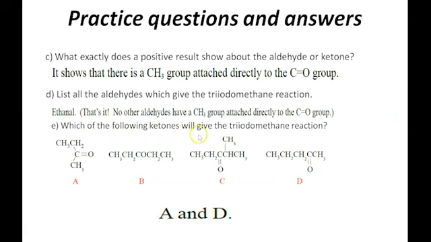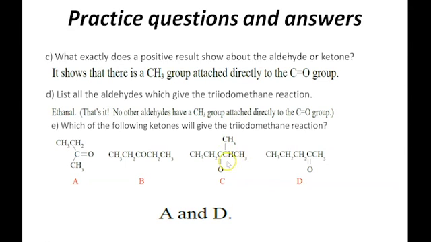Which of the following ketones will give the triiodomethane reaction? You have this one: butan-2-one, pentan-3-one, 2-methylpentan-3-one, and here pentan-2-one. So what is the most important part? We will look for the methyl group. In this case, the methyl group is directly attached to the CO group. So in the case of D, we can get a pale yellow precipitate.